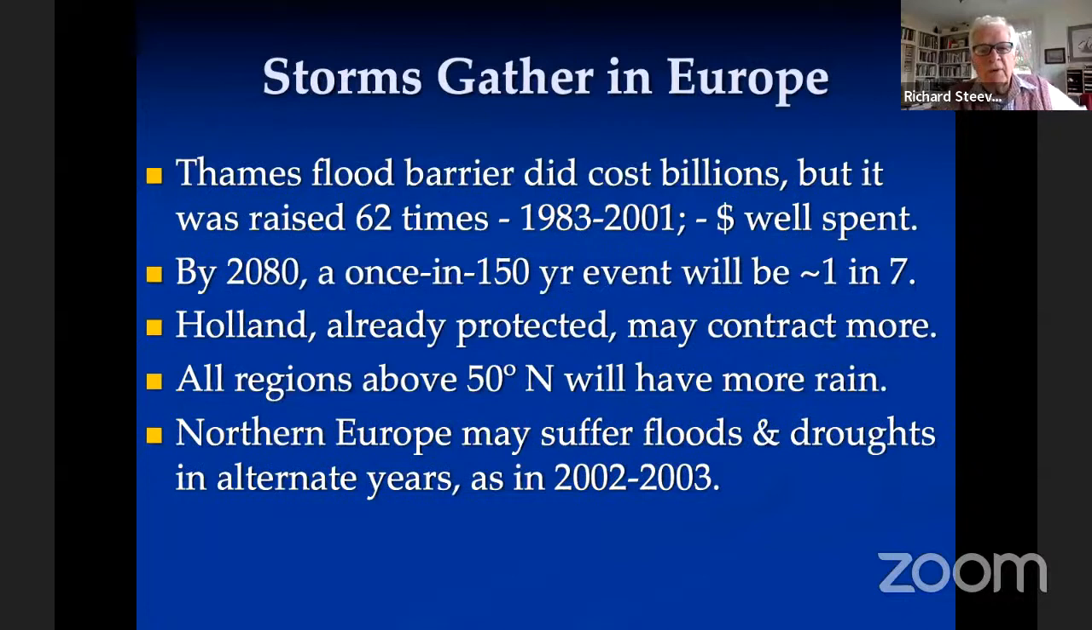The Thames flood barrier, I didn't even realize that was in, but apparently it was put in way back in 1983, and I was there in 1983. I didn't even hear them talk about it, but they have raised it 62 times between then and 2001, and the feeling of the British is that it was money well spent. By 2080, a once in a 150-year event will become a 1 in 7 event.